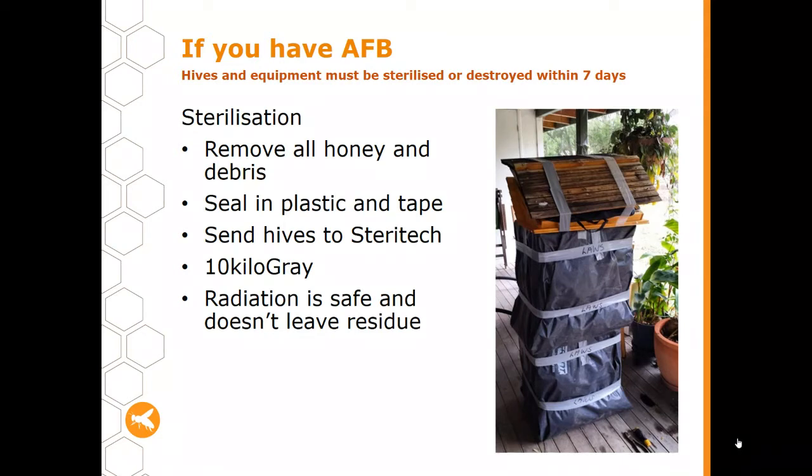However, if your hive is plastic or it's a flow hive, the higher level of radiation degrades the plastic, and so you can't really go to that higher level because the plastic in your hive will go brittle. So in those cases, you need to drop back to the lower level of radiation, the 10 kilograys. Now, radiation is a very safe way of treating your hive. It doesn't leave any residue in there, and you are ready to put your bees straight away back into a nice clean hive.